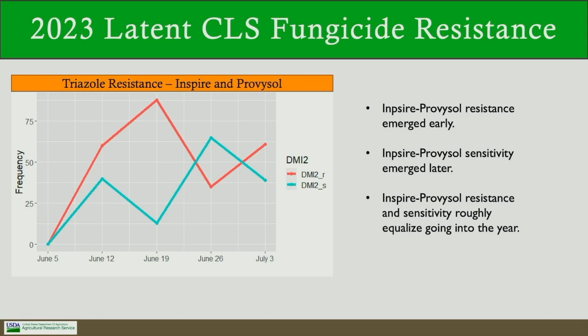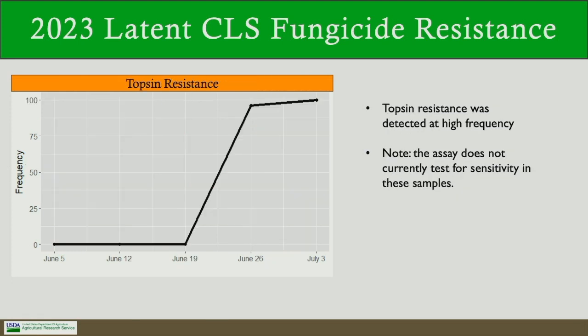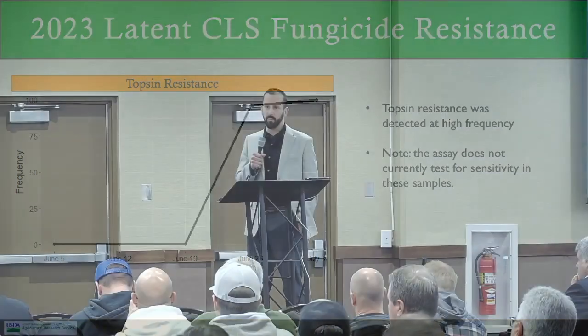For benzimidazoles, we detect high levels of resistance heading into the year. It's important to note, though, that for Topsin, we're only running a probe to detect the resistance. We don't run a sensitive probe just because we can't fit all of that into one assay. And so even though we have high levels of Topsin resistance, we still don't actually quite know what sensitivity levels look like, because many of these samples, because they're field samples, can be mixed with multiple isolates.